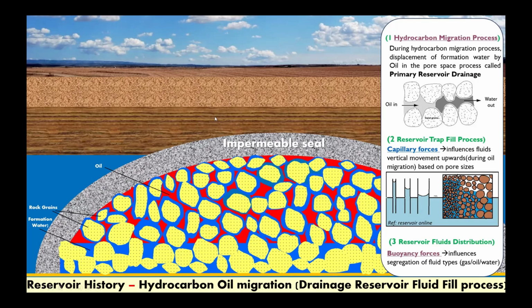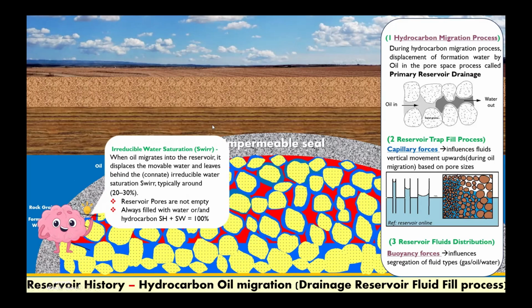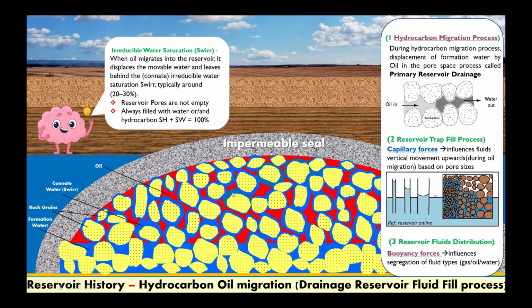So, to summarize, when the oil migrates into the reservoir, it pushes out the movable water. Some water will remain trapped in the reservoir, which is the blue one. They are held by capillary forces, and this trapped water is called irreducible water. And its saturation, we call irreducible water saturation.